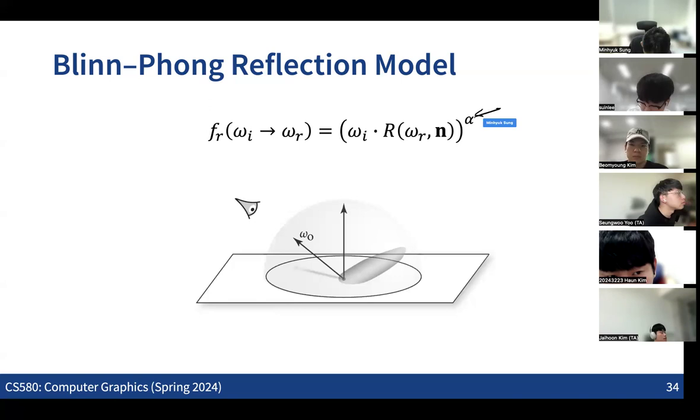So this is also a simple idea which was introduced in the 1970s by Phong. So this is called the Phong reflection model, for glossy reflection.